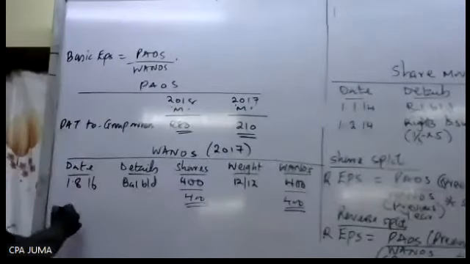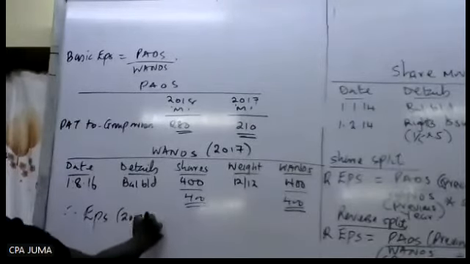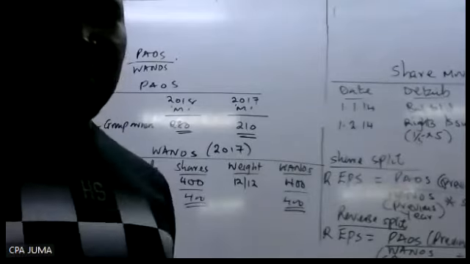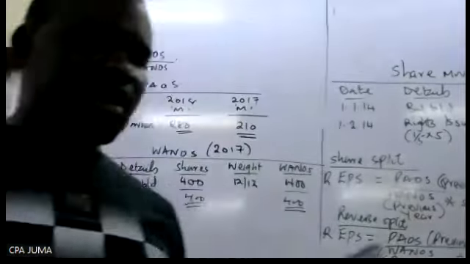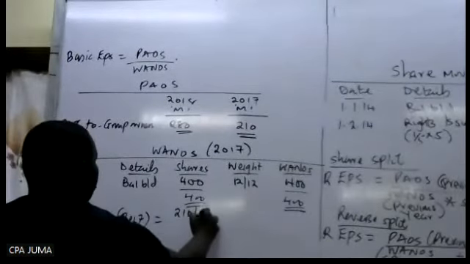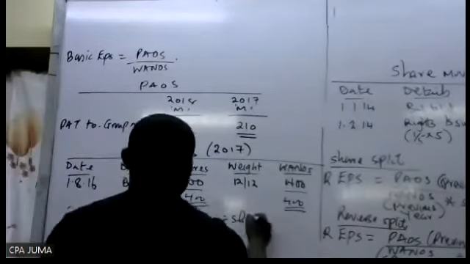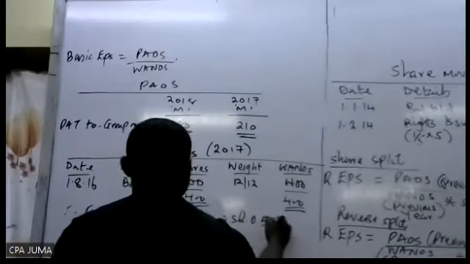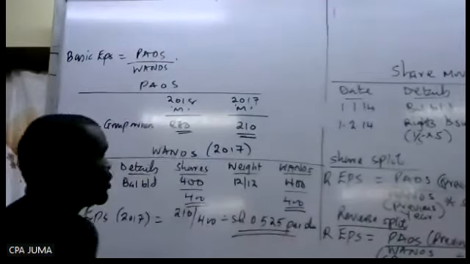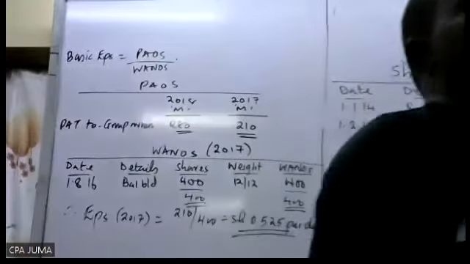So therefore, EPS 2017, you take the profit for 2017 and divide by the number of shares. So that is 210 divided by what? 400. Giving you shillings 0.525 per share.